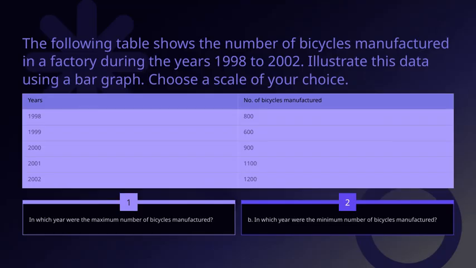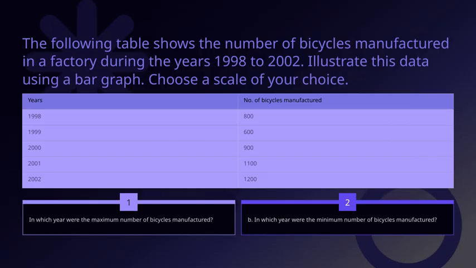Let's take a closer look at this table, showing the number of bicycles manufactured from 1998 to 2002. As you can see, the data varies each year, which gives us a good opportunity to visualize these numbers using a bar graph. Remember, when creating the graph, you can choose a scale that best fits the data to clearly show the differences between the years.